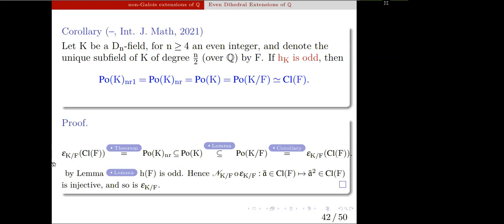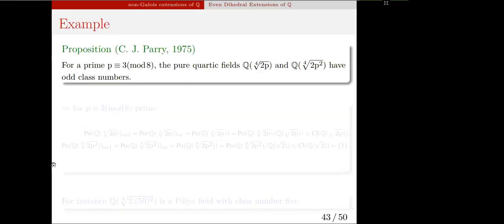And just note that, since by the first lemma in this section, h of K is divisible by the class number of F, we can conclude that the corresponding map of the ideal class group of F to the ideal class group of K is injective.